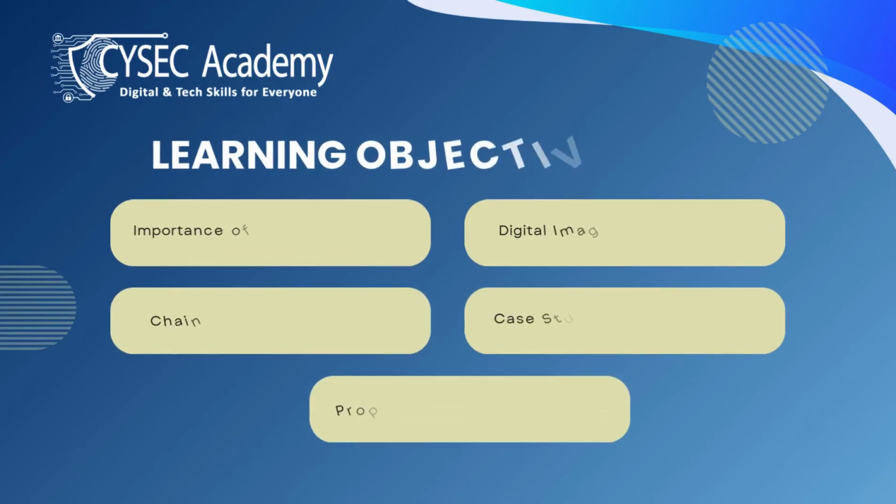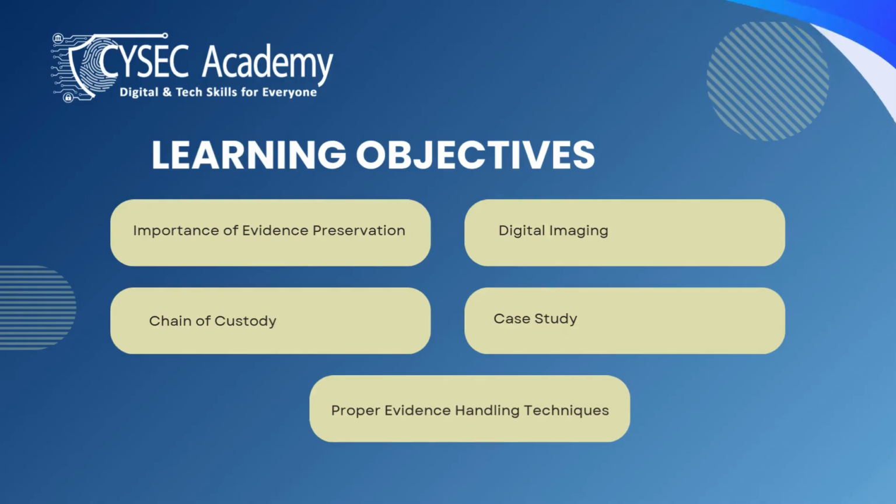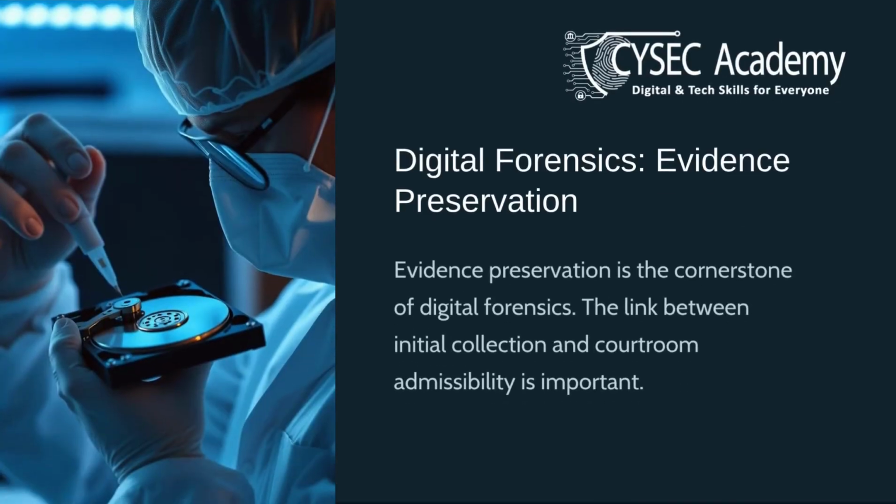By the end of this module, our goals are clear. You will understand why preserving digital evidence is so vitally important. We'll dive into the key digital imaging techniques used to create reliable copies without harming the original. We will thoroughly cover the procedures needed to maintain the integrity of that evidence, specifically focusing on chain of custody and meticulous documentation. And importantly, we'll discuss the serious consequences that arise when these preservation protocols are ignored or improperly executed.